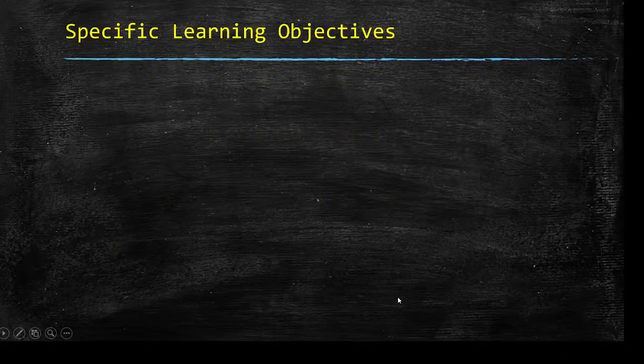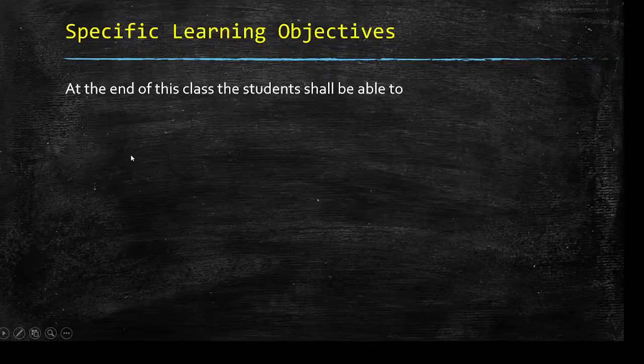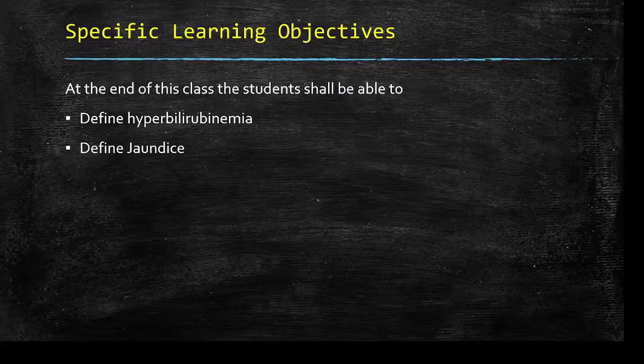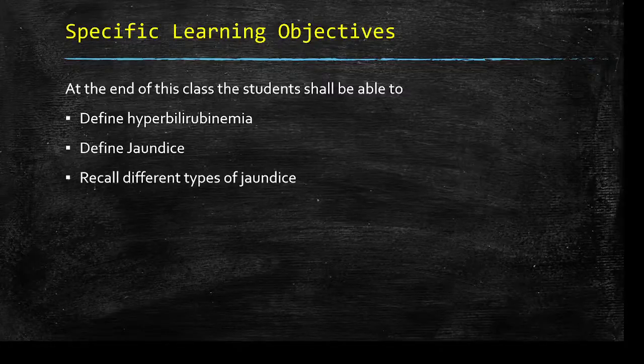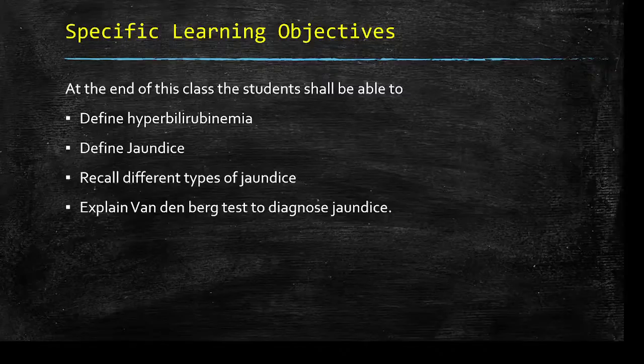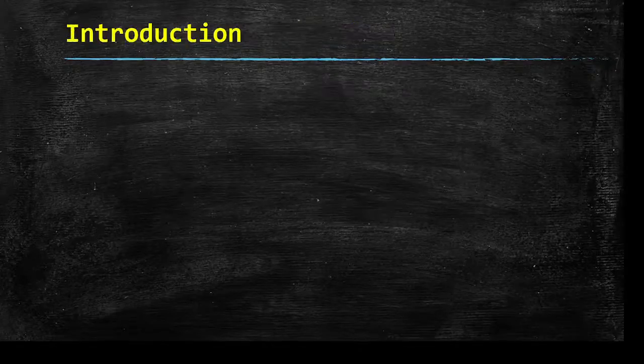So the learning objectives. At the end of this class, the student shall be able to define hyperbilirubinemia, define jaundice, recall different types of jaundice, and explain Van den Bergh's test to diagnose jaundice.